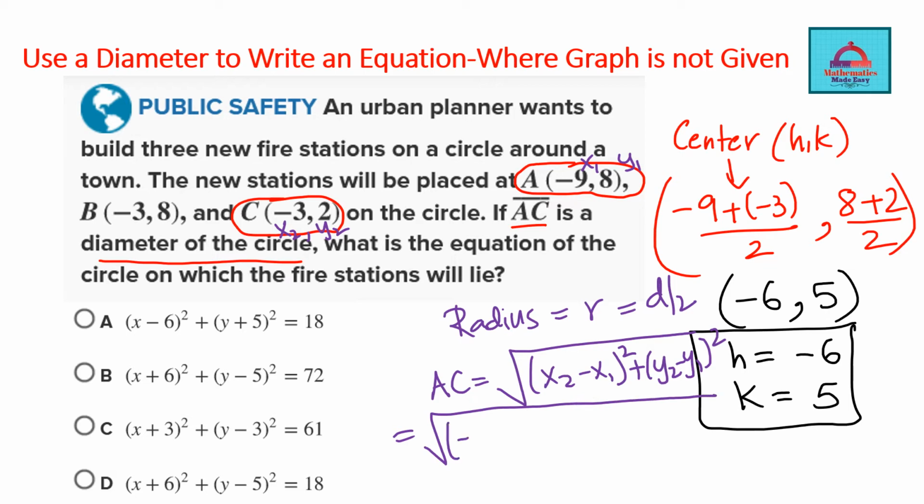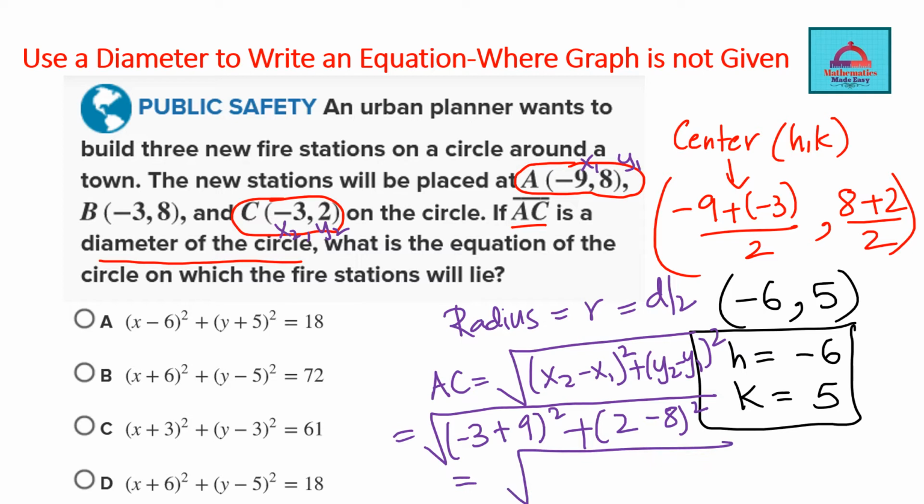x2 is -3, x1 is -9. So when you do the negative of -9, it becomes +9. So be careful about the signs. This is the mistake that most of you make. So 2 minus 8. So take the signs carefully.